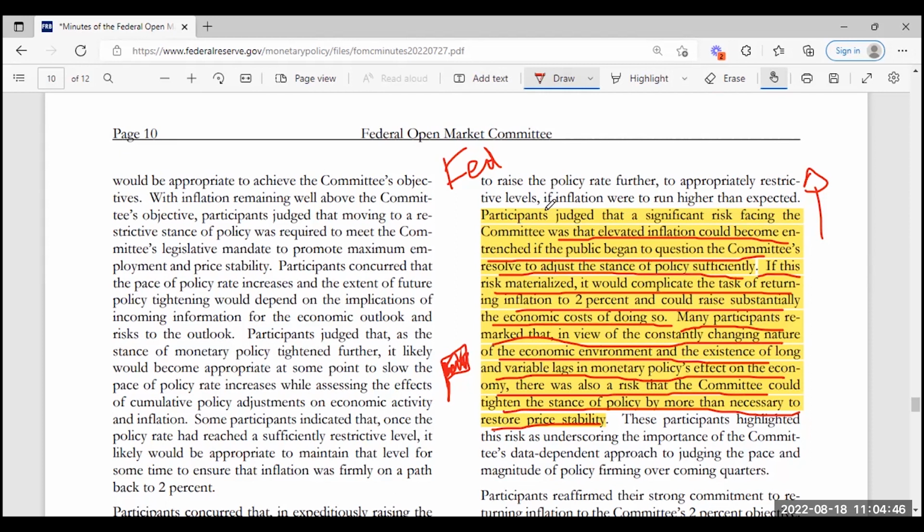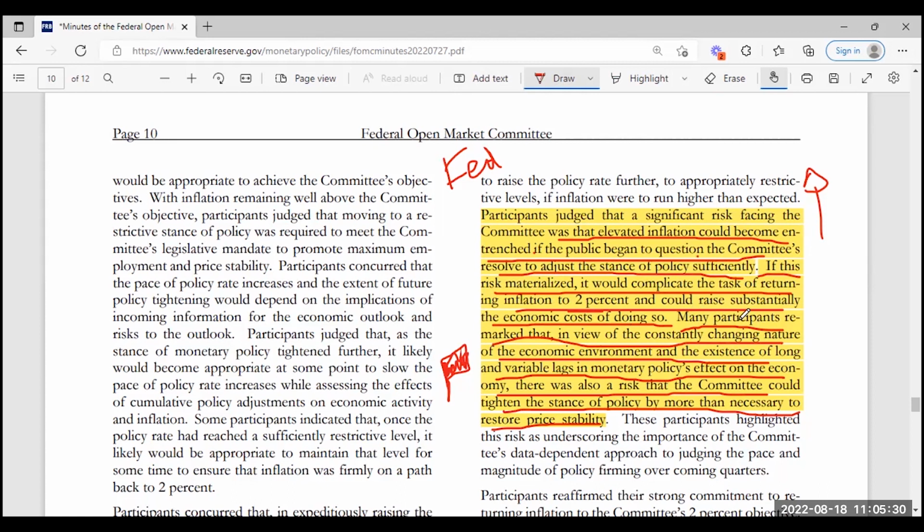I'll say it again. Participants judge that a significant risk facing the committee was that elevated inflation could become entrenched. Not if we keep increasing the rates, not if recession gets deep, not if we don't get control of demand, but if the public begin to question us. Again, questions our resolve to adjust the stance of policy sufficiently. If this risk materialized, it would complicate the task of returning inflation to 2%. So basically, be sheep. Don't question us. We got this. Because if you question us, inflation will go crazy and could raise substantially the economic costs of doing so.